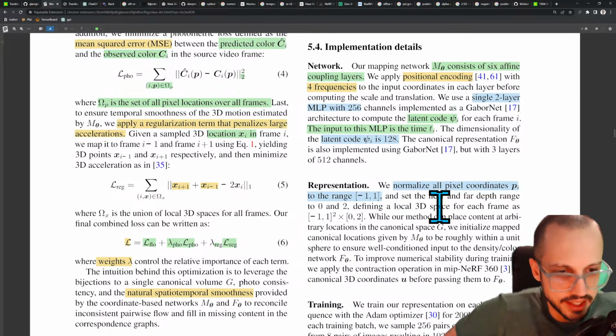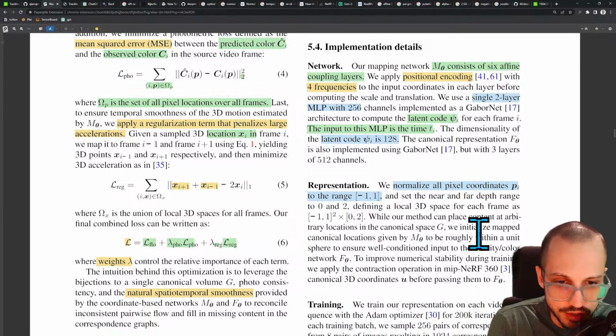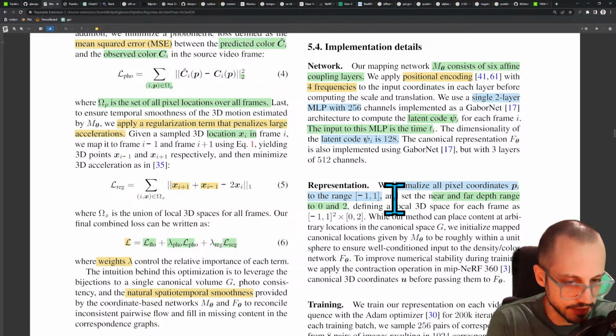Okay, I kind of got distracted there. Let's get back to this. We set the near and the far depth range to 0 and 2, right? Again, their quasi 3D representation is not actually a 3D representation. So whenever they talk about depth, they're not referring to the actual physical depth. They're referring to this fake depth that they've been talking about, which is kind of like a foreground, background situation.